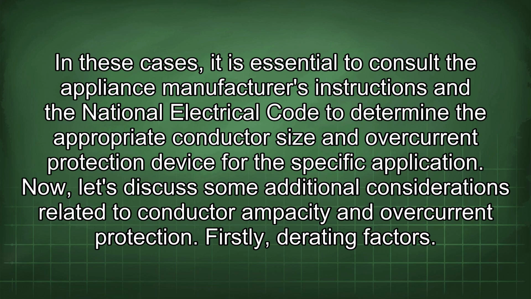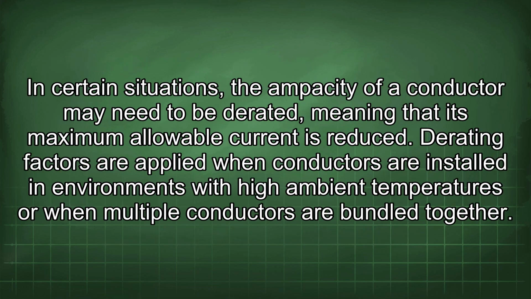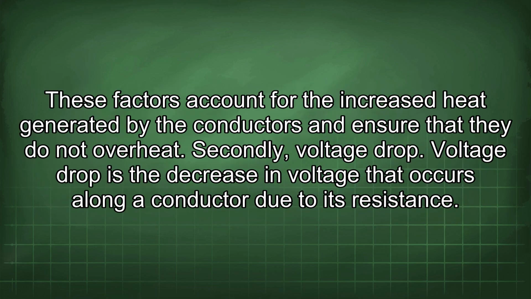Now let's discuss some additional considerations related to conductor ampacity and overcurrent protection. Firstly, derating factors. In certain situations, the ampacity of a conductor may need to be derated, meaning that its maximum allowable current is reduced. Derating factors are applied when conductors are installed in an environment with high ambient temperatures or when multiple conductors are bundled together. These factors account for the increased heat generated by the conductors and ensure that they do not overheat.